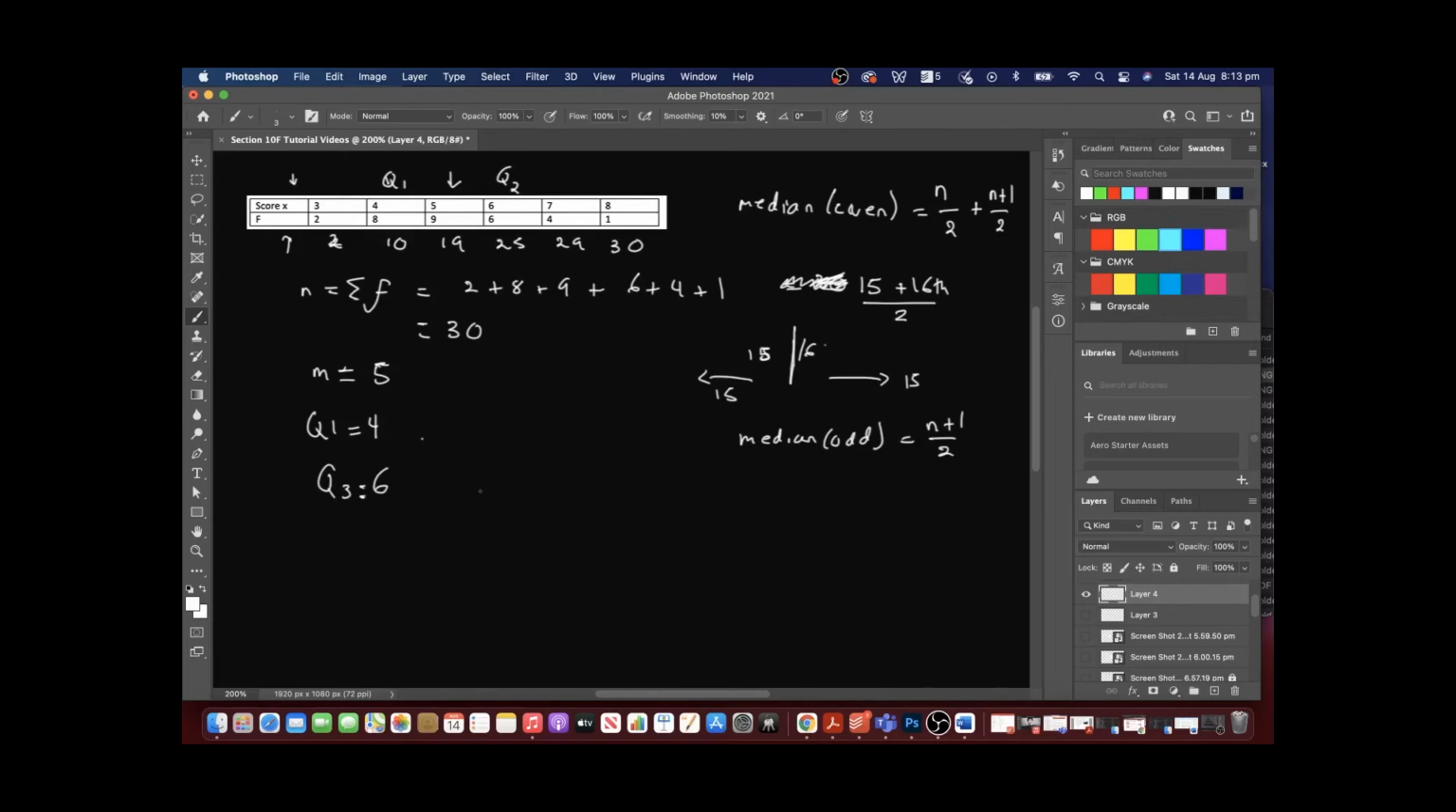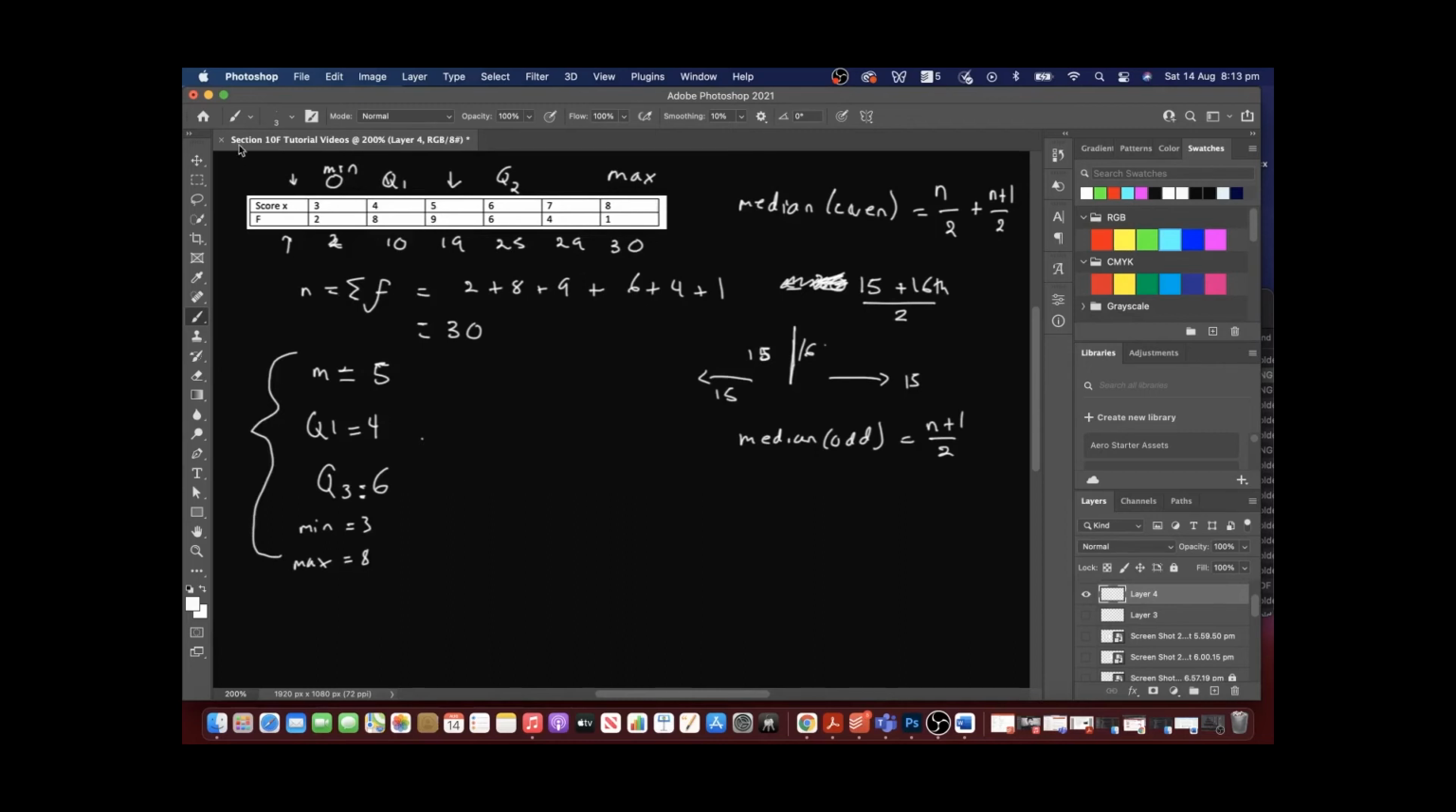Okay, so we found our quartiles and we found our median. Now we just need to look at our minimum and our maximum values, which is really easy because our lowest value is obviously the score of 3. I don't know why I drew a circle there. And our largest value is obviously 8. So min equals 3, max equals 8. So now that we have all the information we need, which is called the 5-figure summary, we can now draw a box plot.